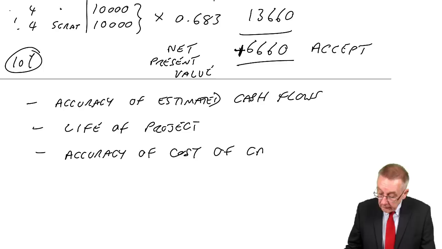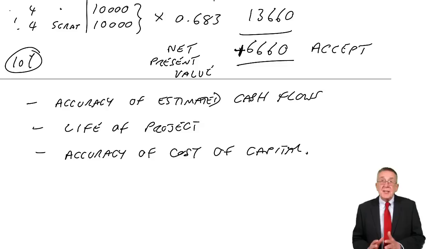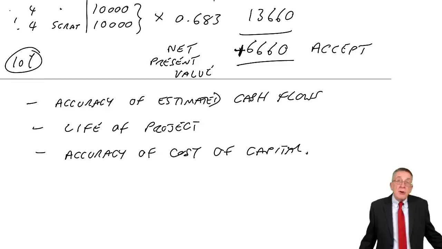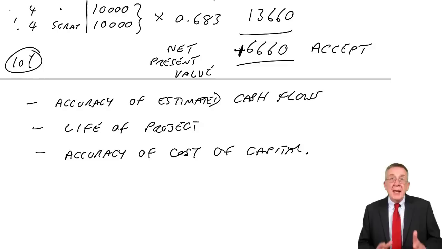The question told us it was 10%. We used 10%. But there are two problems. First of all, we've assumed it stays at 10% all 4 years. And of course, in real life, it might not. Interest rates change. It may go up, may go down. It would affect the net present value. In F9, we always assume it stays at 10%.